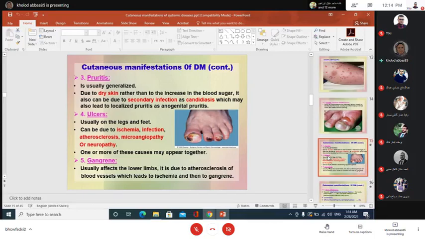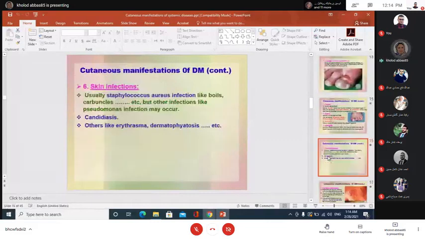Gangrene usually affects the lower limbs due to atherosclerosis of the blood vessels, which leads to ischemia and gangrene. Skin infection, most commonly staph infection, is common in diabetic patients, like boils, carbuncles. Other types of infection, like Pseudomonas infection, can also occur. Candidal infection, other infections such as erythrasma, fungal infection such as dermatophytosis, tinea pedis, others.